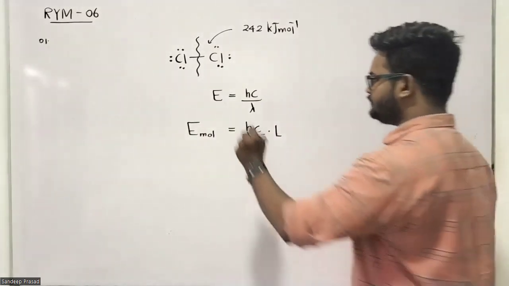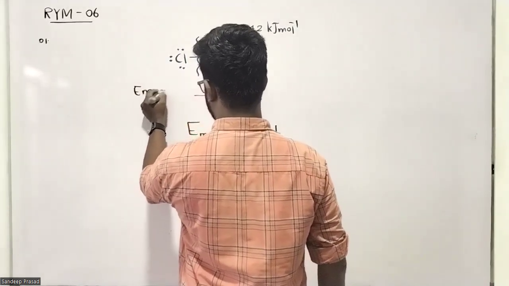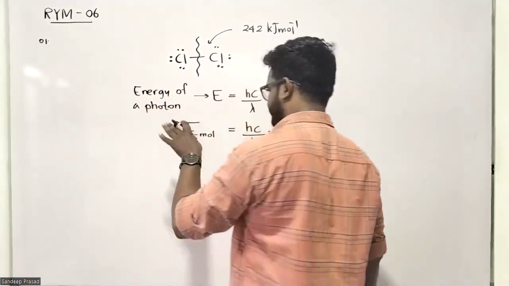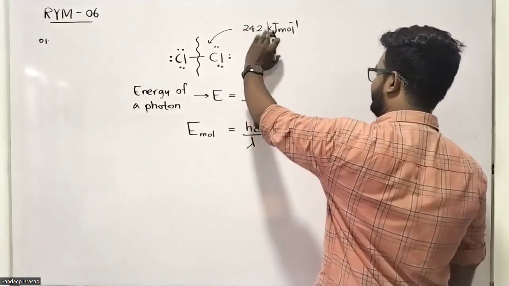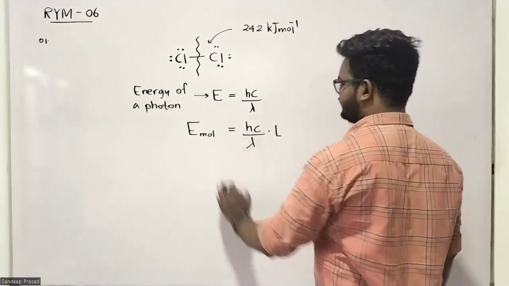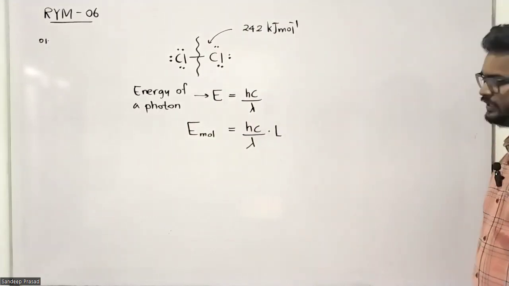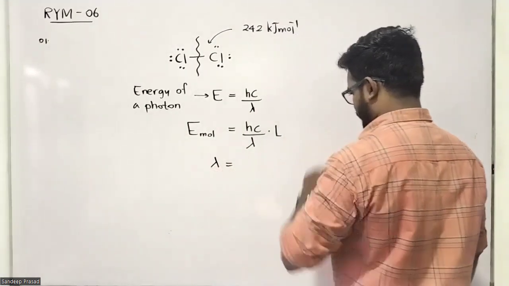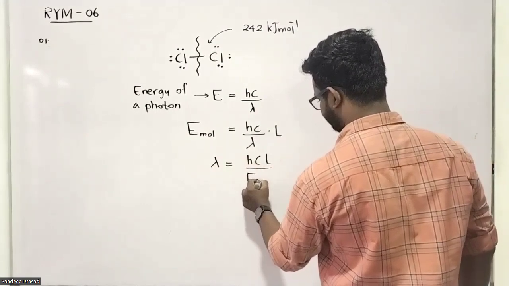Avogadro number. So this capital E here is the energy of a photon. In this question, we can consider this as the energy of a molecule, in order to break 1 molecule. But here they have given the energy required to break 1 mole of chlorine molecules. So therefore, we have to use the corresponding equation for that one. E mole is equal to hc over lambda into L. And now you can substitute. Lambda is equal to hc, capital L over E mole.